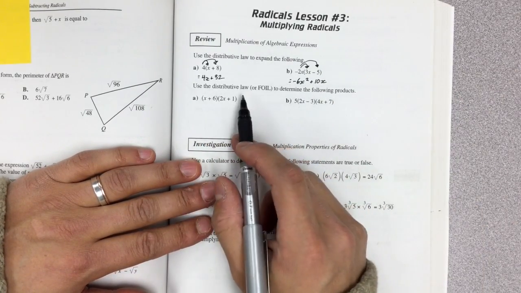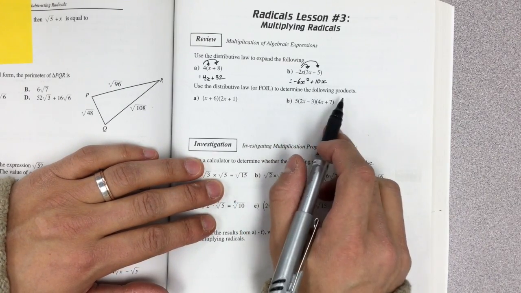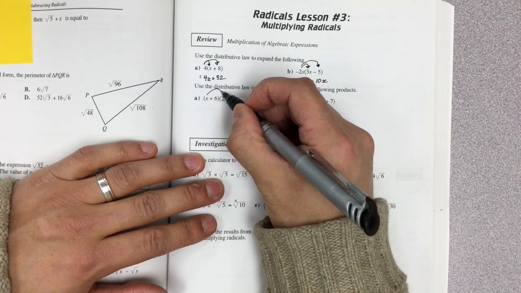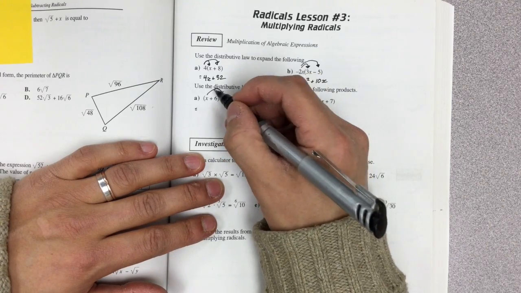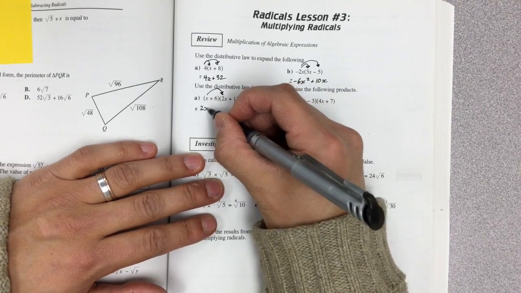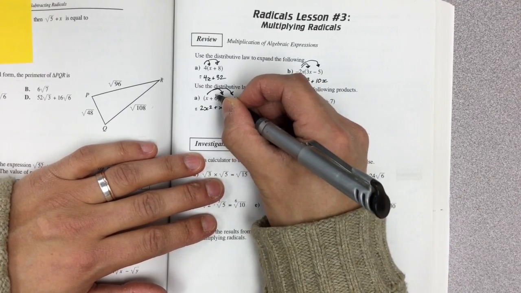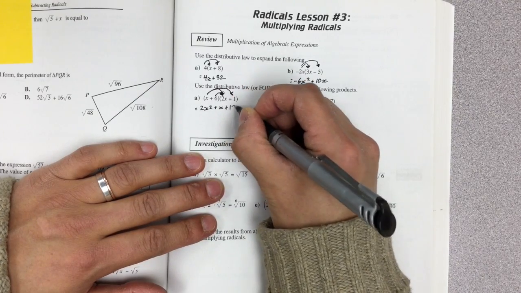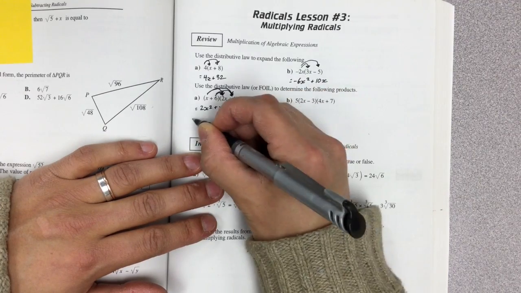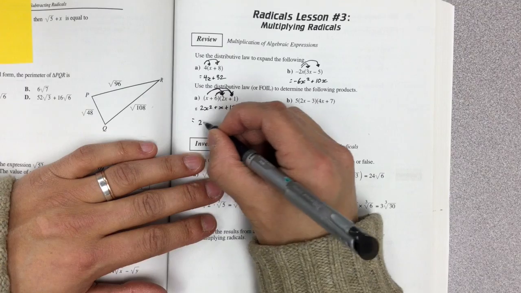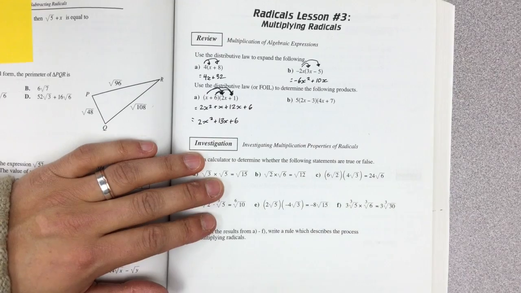Then using the distributive law, or foiling first, outside, inside, last, to determine products, we would do the same thing, but we'd have to distribute more than one term. So x times 2x would be 2x squared. x times 1 would be positive x. 6 times 2x would be plus 12x. And 6 times 1 would be 6. Then I would combine like terms, giving me 2x squared plus 13x plus 6.